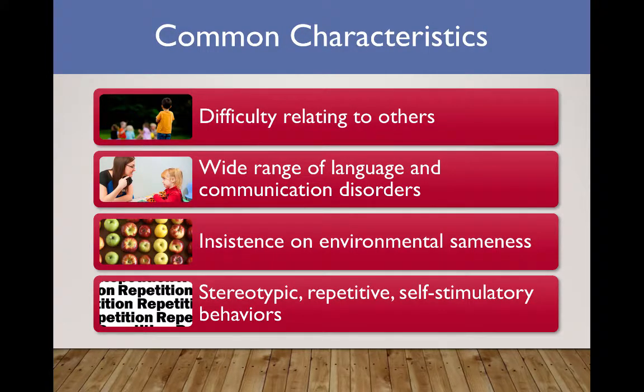What are some common characteristics of children with autism? Well, difficulty in the area of social, so relating to others. There's a wide range of problems in the area of communication. There's an insistence on rigidity and environmental sameness. Some children will actually end up having behavioral problems if things in the environment are changed, such as taking a different route in the car to school.